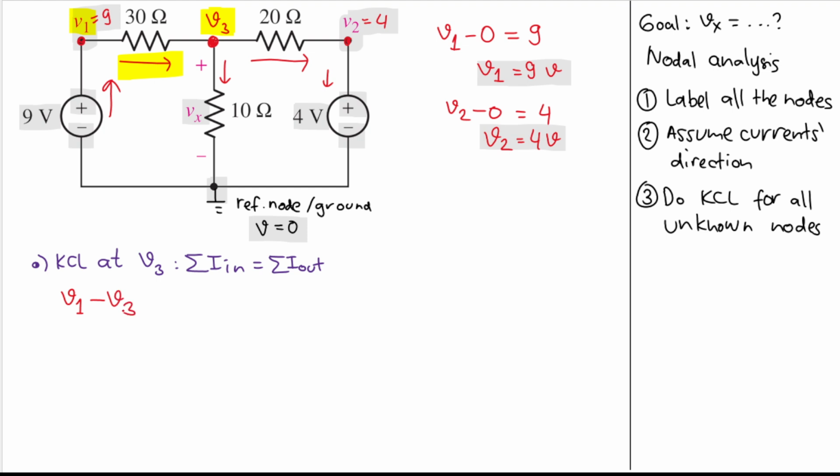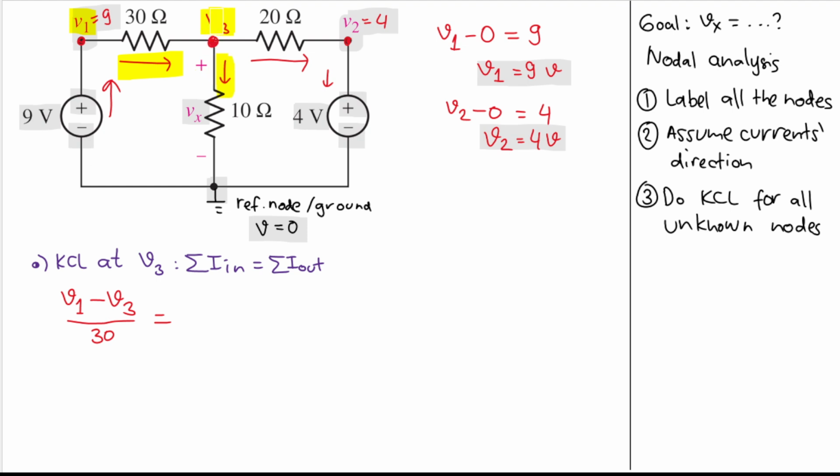Okay? And we need to divide it by the resistance between them, which is 30, right? Why? Because we need current, and voltage divided by resistance is current, right? And I think that's all for the currents that go in, which is only this one. The other currents are going out, so we will have this equal sign and this current here.